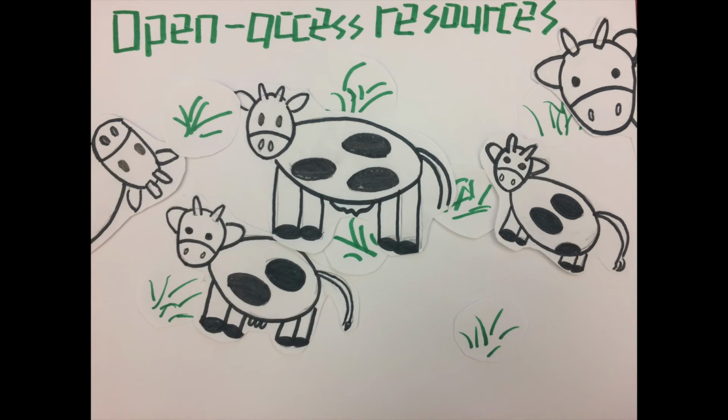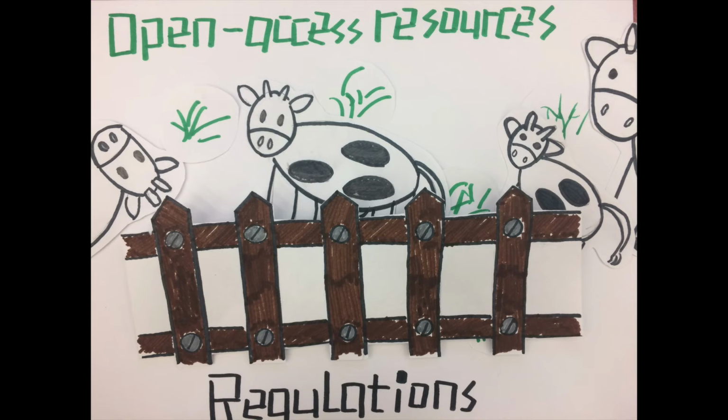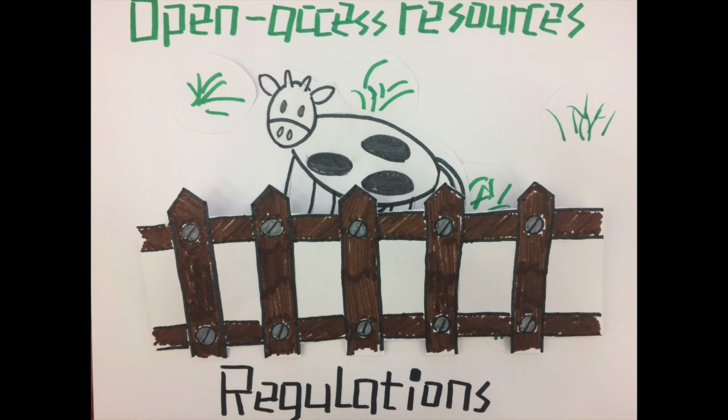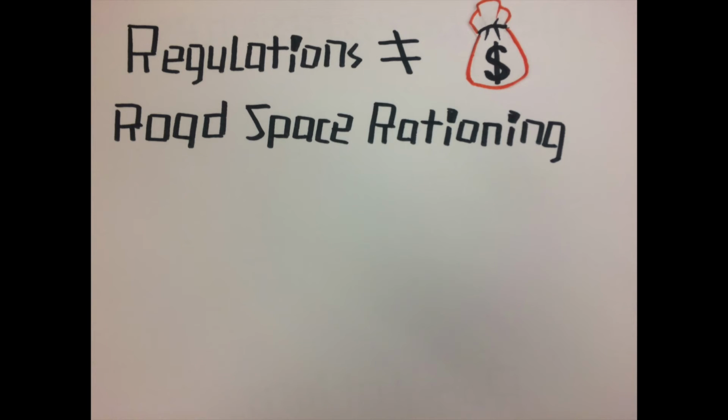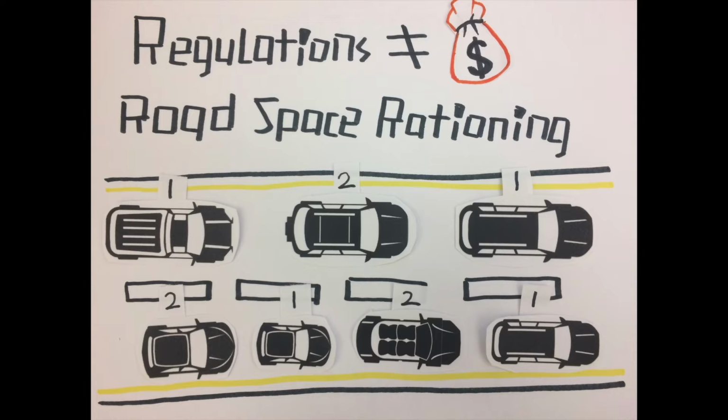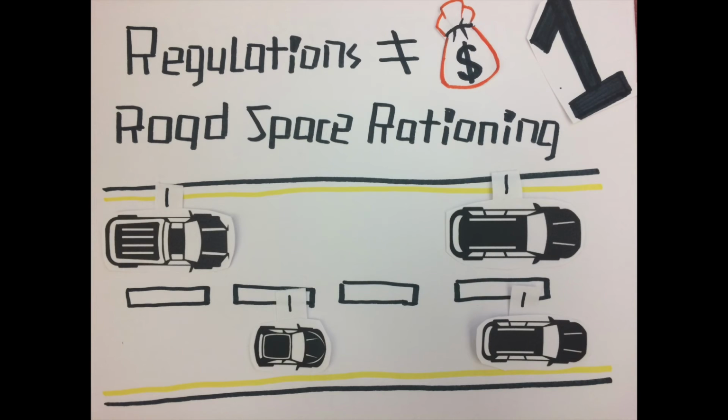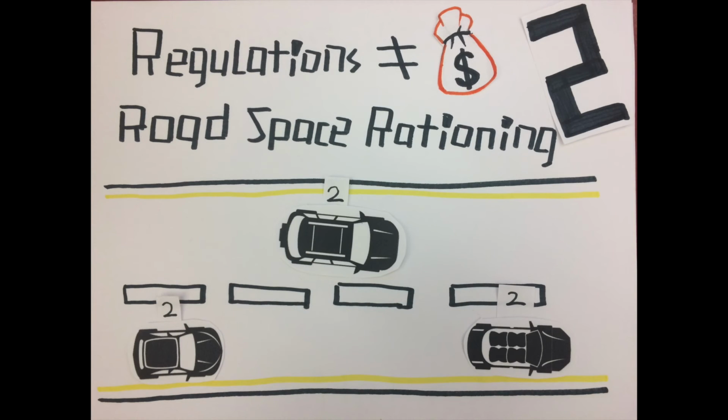The easy solution would be to impose regulations or access fees on commonly used resources so as to avoid overuse and congestion. Regulations don't always have to be monetary, though. There are creative solutions to some problems like traffic congestion. For instance, road space rationing strategies can be used to equitably reduce the number of cars on the road while still maintaining the free aspect of the roads. Road space rationing includes measures such as only allowing cars with certain license plate numbers to drive on certain days.